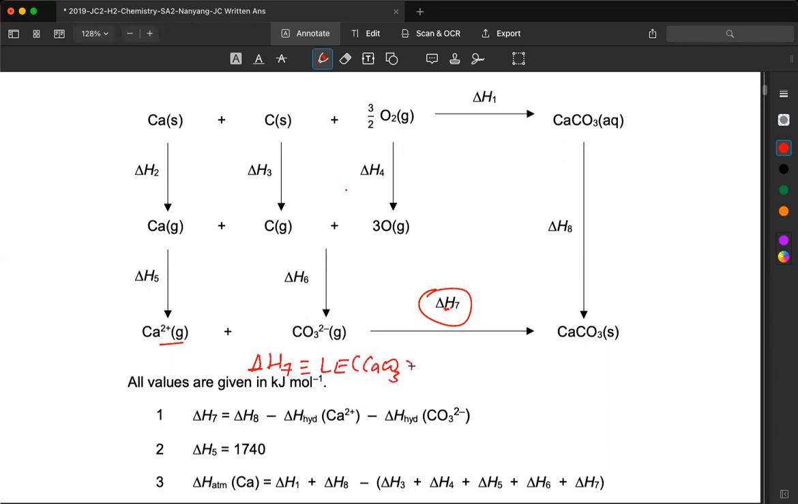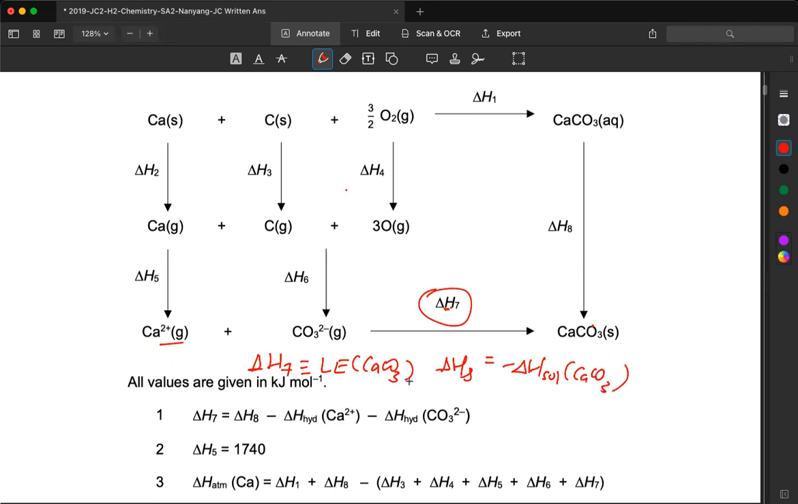Of calcium carbonate. Can you see that? Lattice energy is energy released when gaseous ions form the ionic product. One more ionic product. And this one, 8, is definitely solution. Equals to solid, it's a reverse of solution. So it's negative solution of calcium carbonate.